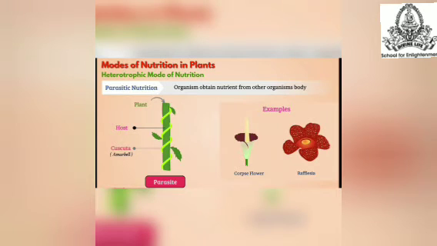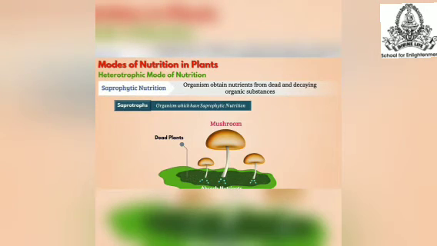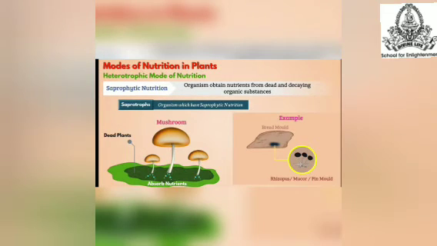Next is saprotrophic nutrition. The mode of nutrition in which organisms take in nutrients from dead and decaying matter is called saprotrophic nutrition. Organisms like mushroom, mold and rhizopus are called saprotrophs.